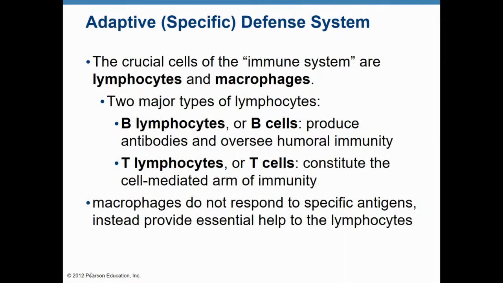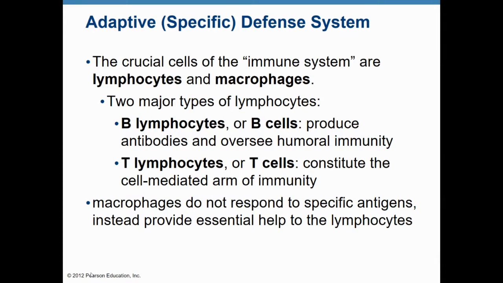So let's look at the cells that are important in our adaptive immunity. So we're going to have lymphocytes and we're going to have macrophages. Underneath lymphocytes, we're going to have two major types of lymphocytes. We have B lymphocytes, which are usually just referred to as B cells. And B cells are going to provide our humoral immunity by producing antibodies.